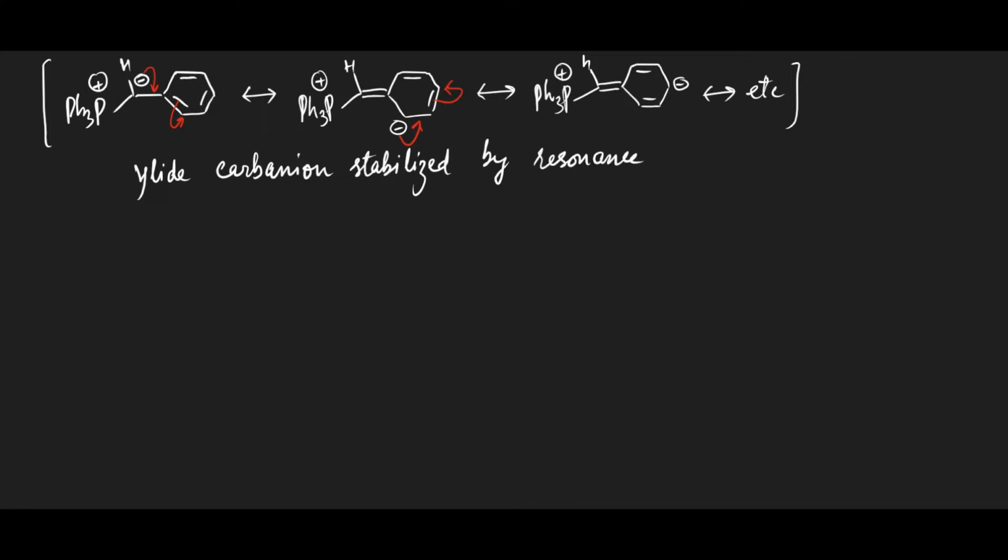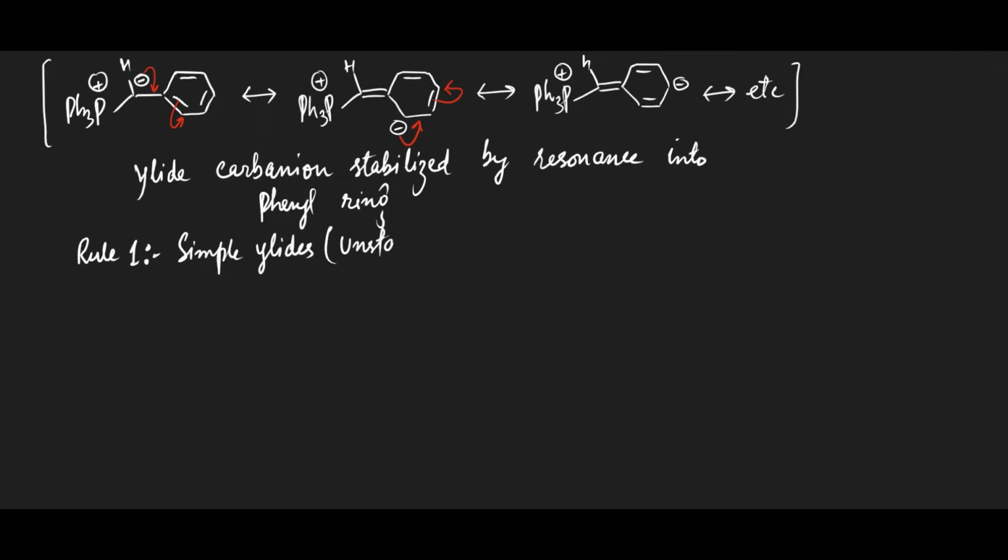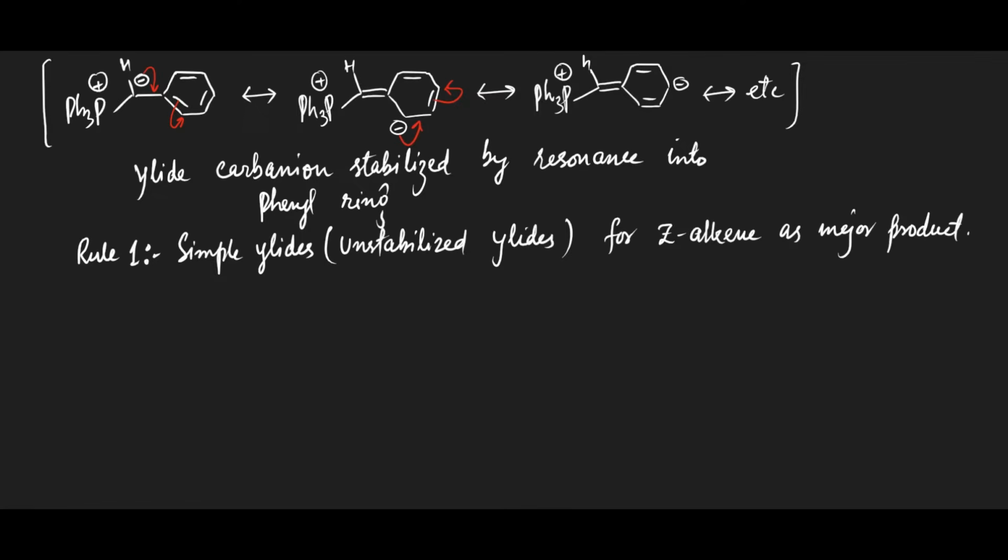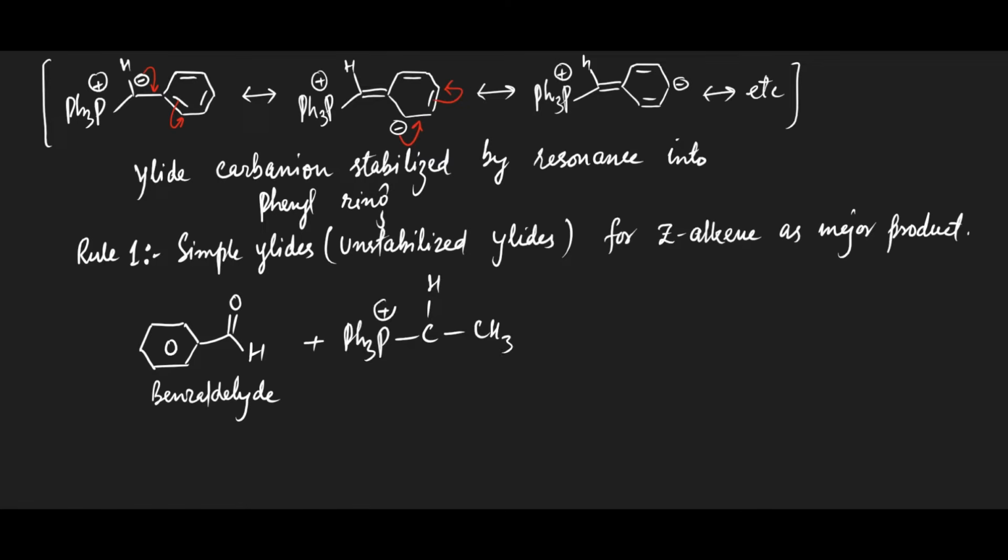Thus, to determine the stereochemistry of the product alkene formed via Wittig reaction, Rule 1 is: simple ylides, or unstabilized ylides, form the Z alkene as major product. For example, when we react benzaldehyde with this simple ylide having a methyl group attached to the carbanion carbon, the major product will be formed with Z stereochemistry.